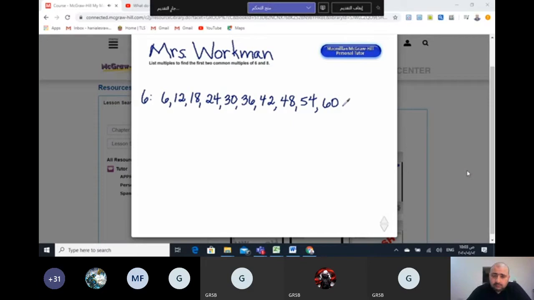And let's go back and do the same thing for 8. So we're listing the multiples of 8. 8 times 1 is 8. 8 times 2 is 16. 8 times 3 is 24. You could keep going that way, or you could add 8 to 24. Add 8.